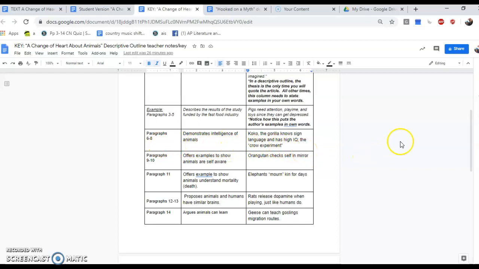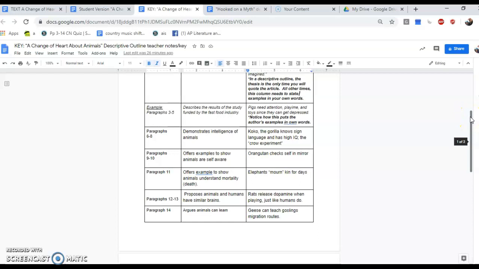So this is where Rifkin is talking about the intelligence of animals. So his general purpose in these three paragraphs is to demonstrate the intelligence of animals. I'm repeating that on purpose because notice that demonstrate is one of those verbs for analysis that you would use when you're trying to show an author's purpose.